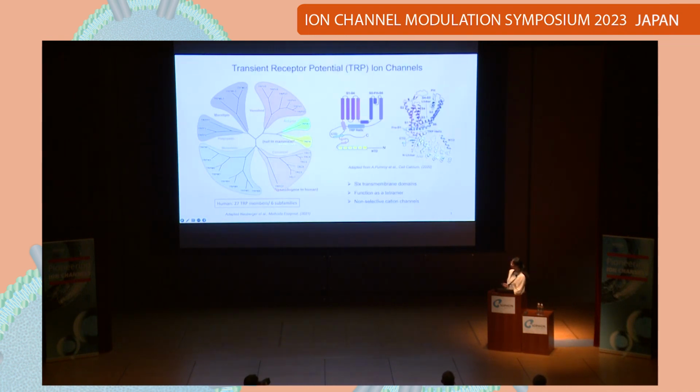The TRP class of ion channels consists of 6 subfamilies, which cover 27 TRP members. Each TRP channel consists of 6 transmembrane segments, and it is generally believed that 4 such structures together could form homo or hetero tetramers. Almost all TRP channels are non-selective cation channels.